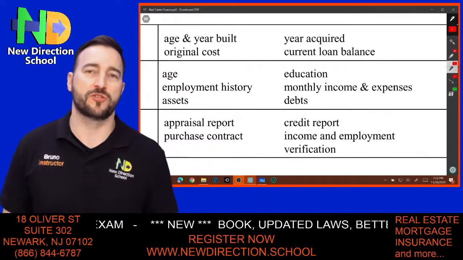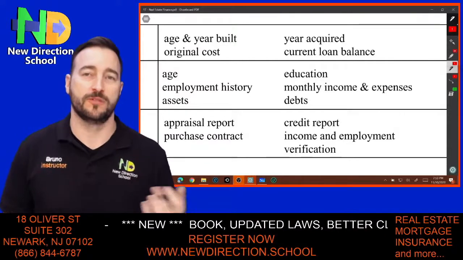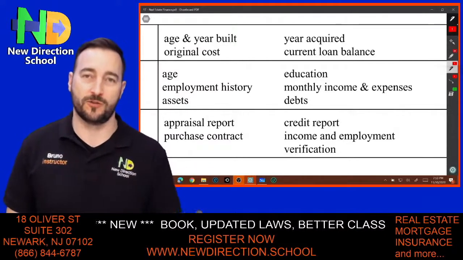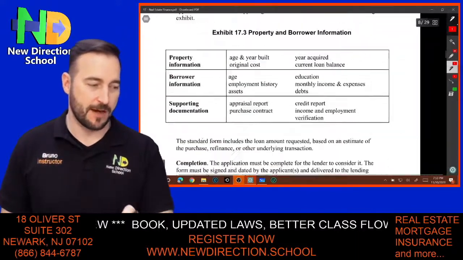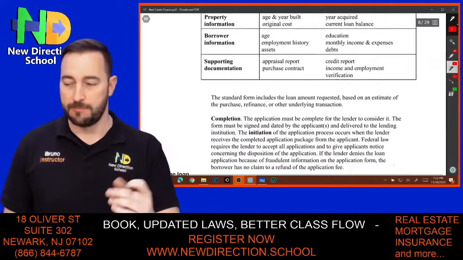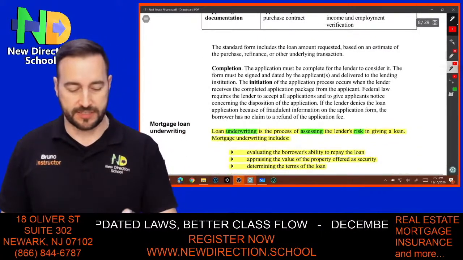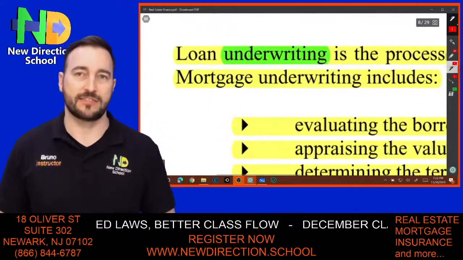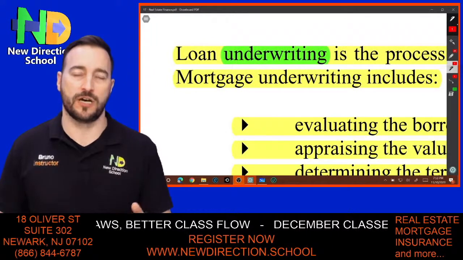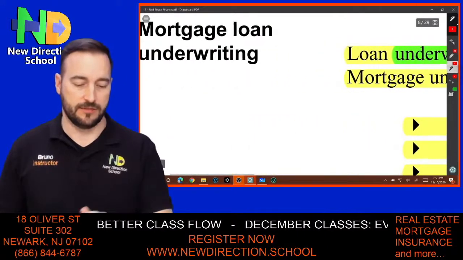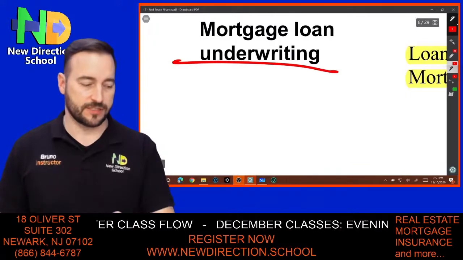Please give us your firstborn before we actually approve you for the loan. Right? All this comes into a loan application, as you guys know. A bunch of things are being asked. But why are they asking these things? Again, it's for the risk assessment. So that's the loan underwriting process, right here. It's a risk assessment.